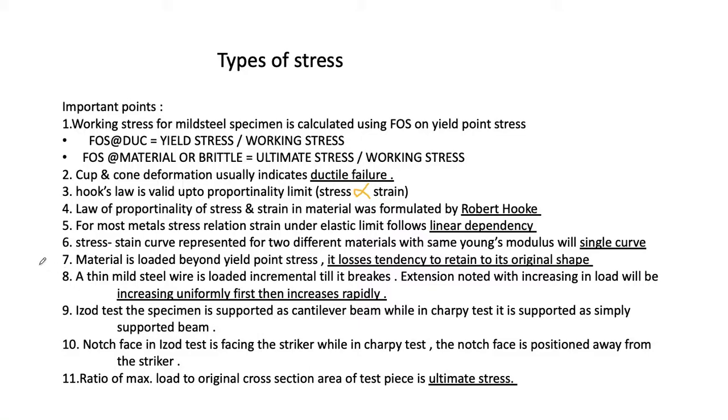Working stress of a mild steel specimen is calculated using factor of safety on yield point stress. Factor of safety for a ductile material is yield stress by working stress. Factor of safety for a brittle material is ultimate stress by working stress. These are all the important points. Cup and cone deformation usually indicates ductile failure.